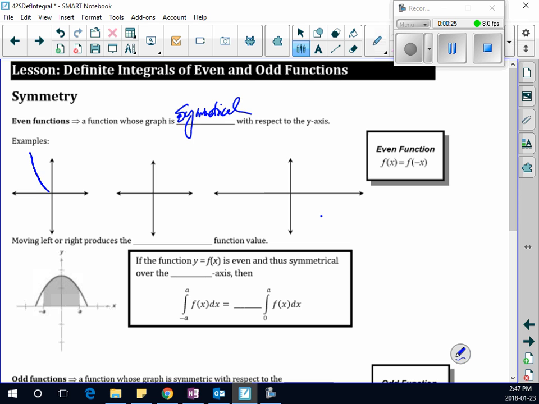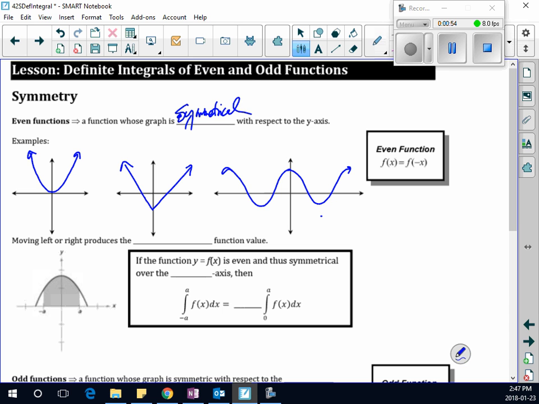A parabola. And the parabola doesn't have to be at 0, 0. It could be like this, right? Or upside down. What's an even function that's a trig function? A cosine. You see? Okay, so I'm going to erase this one and do another one. Absolute value would be one as well.